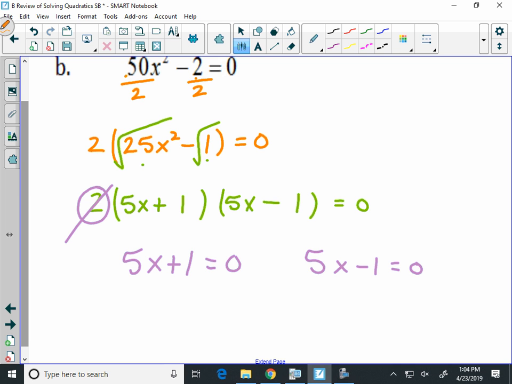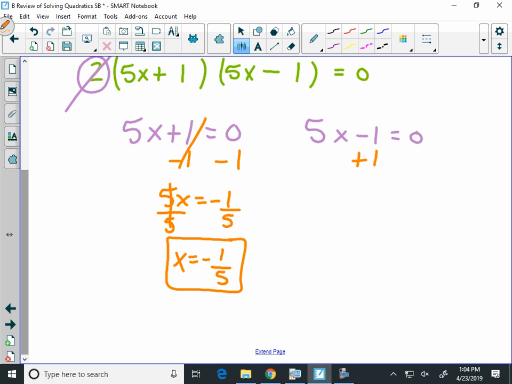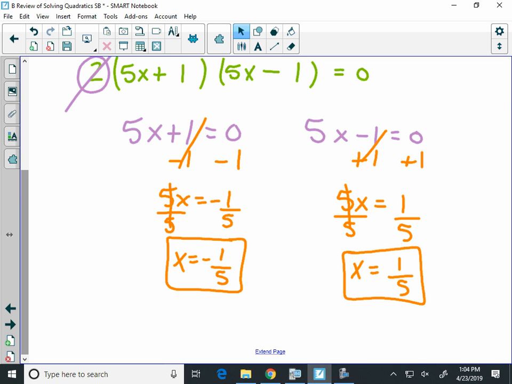So x by itself, just move the 1 over. So we get 5x is equal to negative 1. Divide by 5. So x is equal to negative 1/5. There's that answer. You're pretty much doing the same thing here, but instead of subtracting the 1, you're adding it. So we get 5x is equal to positive 1. Divide by 5. x is equal to 1 over 5. Again, directions say to leave your answer as a fraction, so we left it as a simplified fraction.